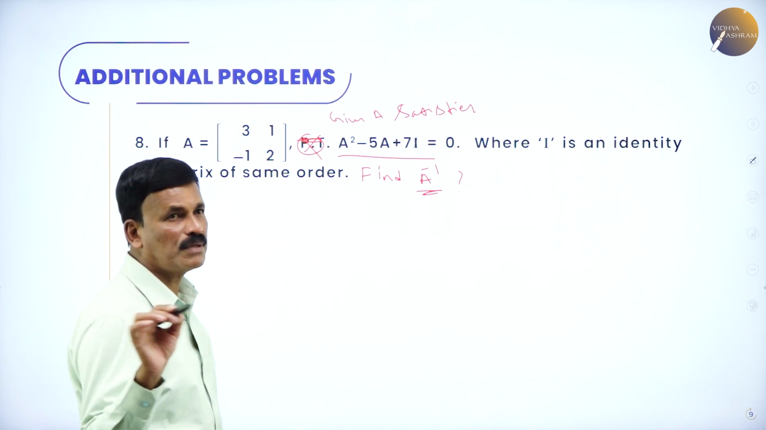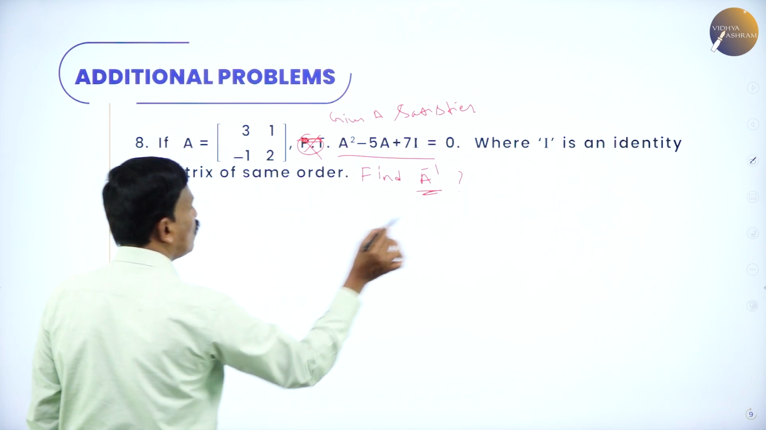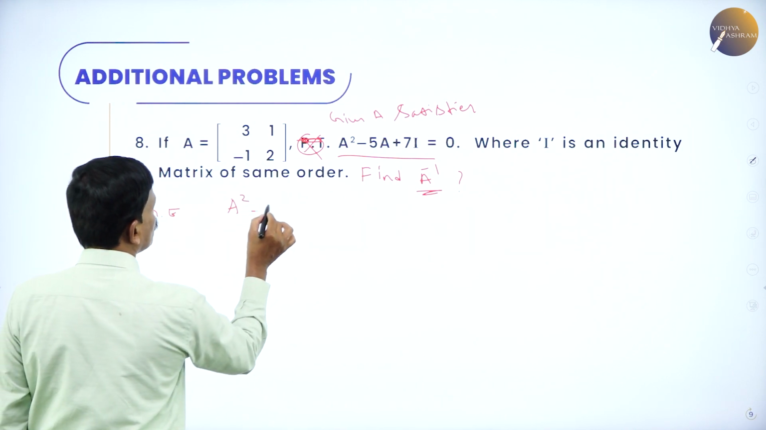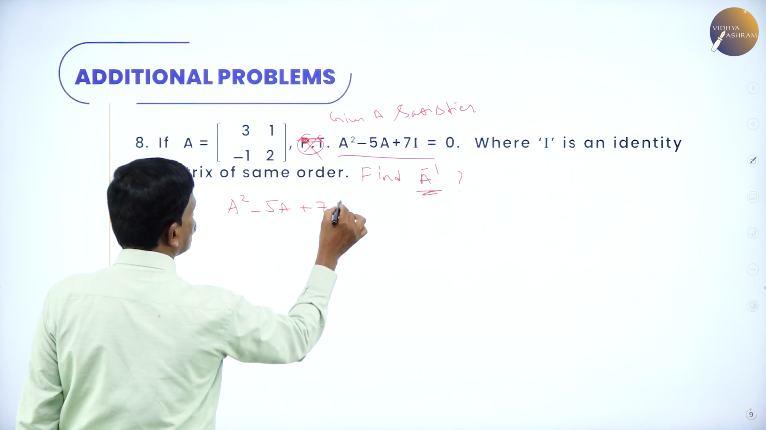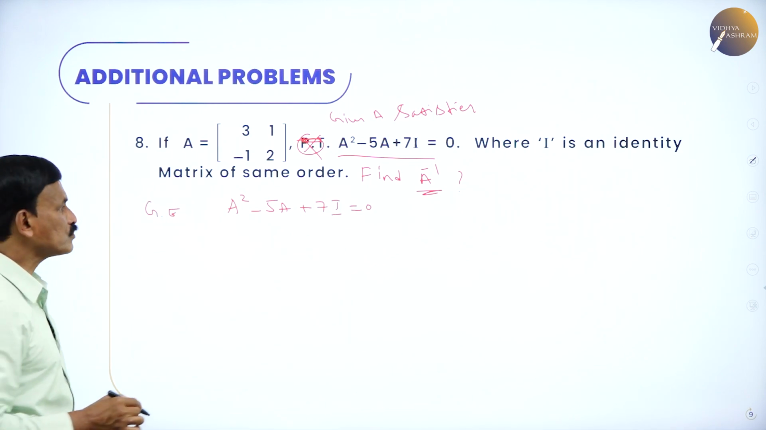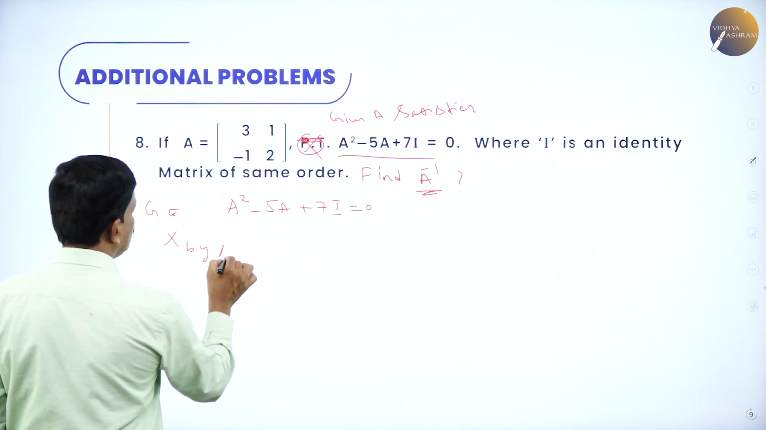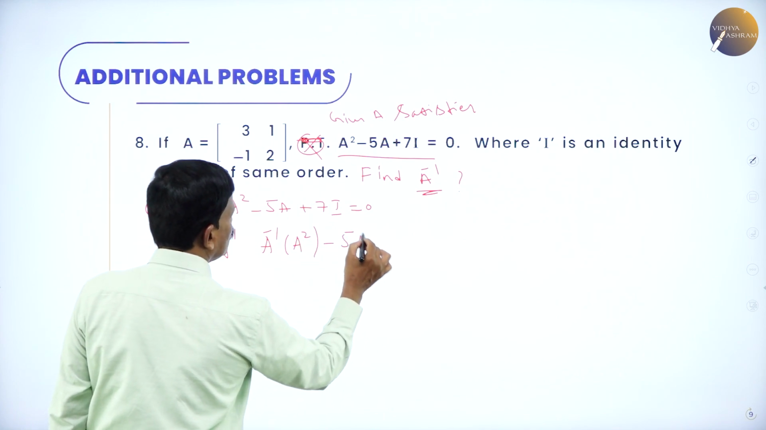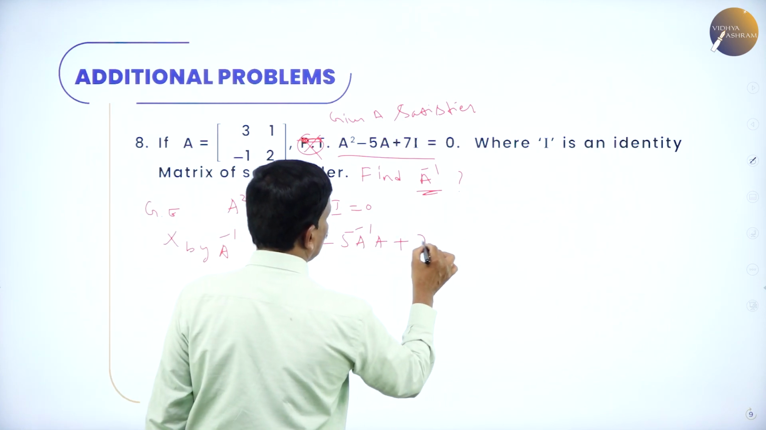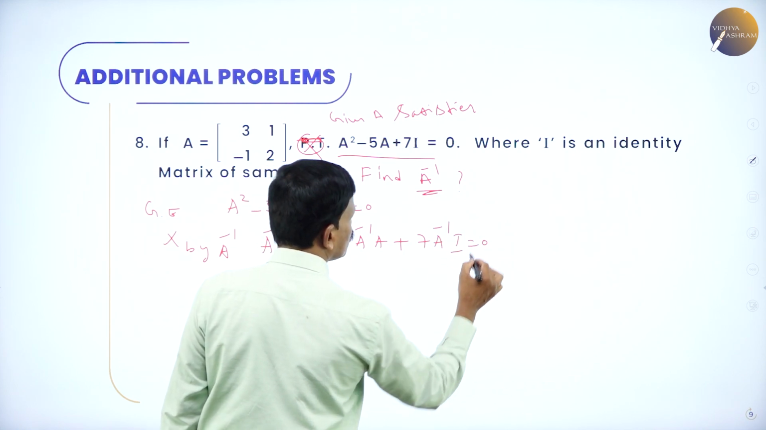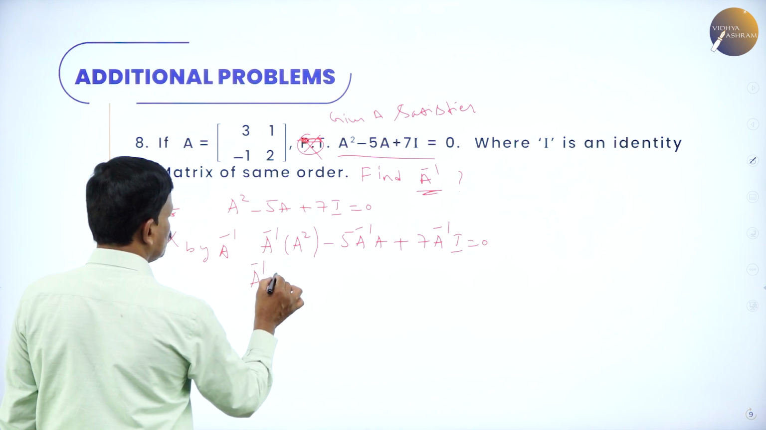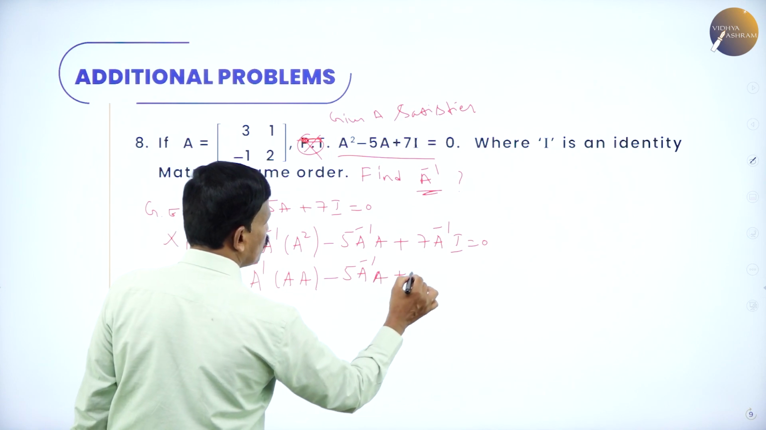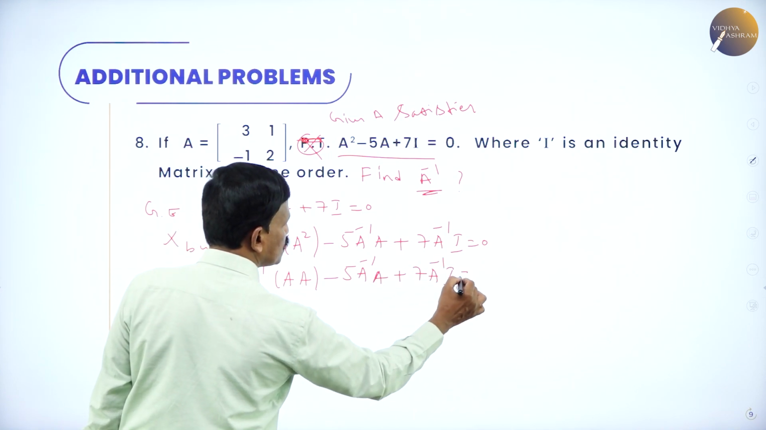For this, the method is different. So the given condition is satisfied already. What is the given equation? A square minus 5A plus 7I is equal to 0. This is the given condition. Now pre-multiply by A inverse: A inverse into A square minus 5 A inverse into A plus 7 A inverse into I is equal to 0. Now A inverse into A square can be written as A inverse into A into A. This is the same, A inverse into A, plus 7 into A inverse into I is equal to 0.